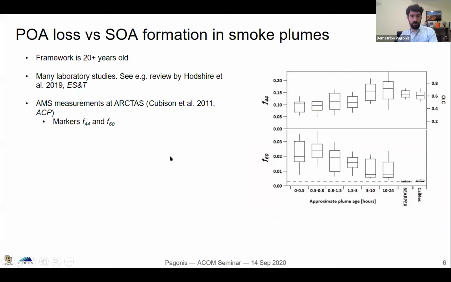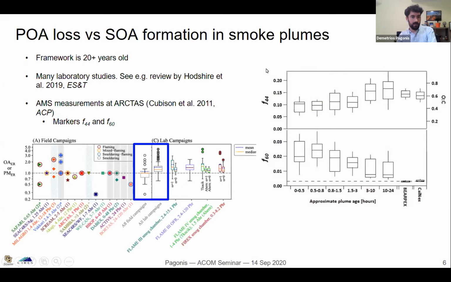So this framework has been around for quite some time, this idea that you have SOA formation balancing primary OA loss in smoke. You can trace it back at least 20 years in the literature. And in addition to all the field studies, this has been studied extensively in the lab. And so here we're looking at an OA enhancement ratio. That's the same value I was showing on the previous slide.